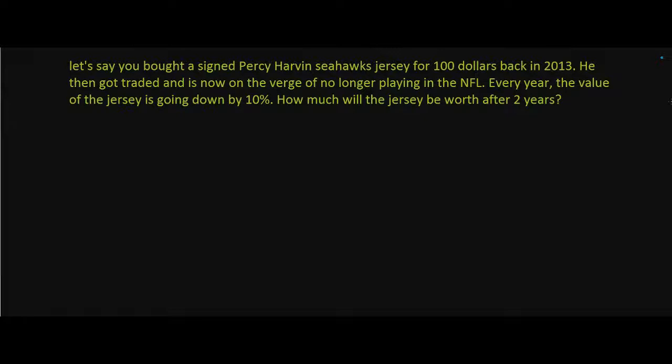He then got traded and is now on the verge of no longer playing in the NFL. Every year, the value of the jersey is going to go down by 10%. How much will the jersey be worth after 2 years?